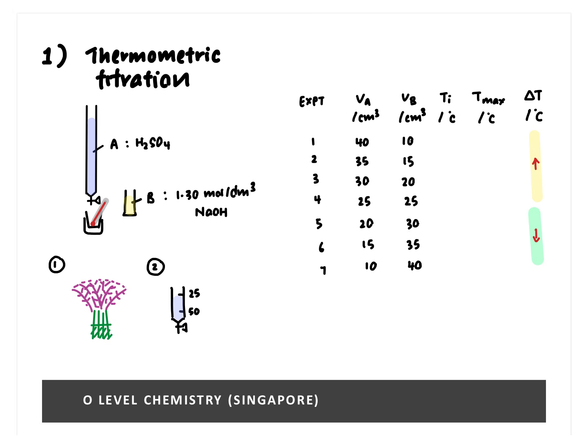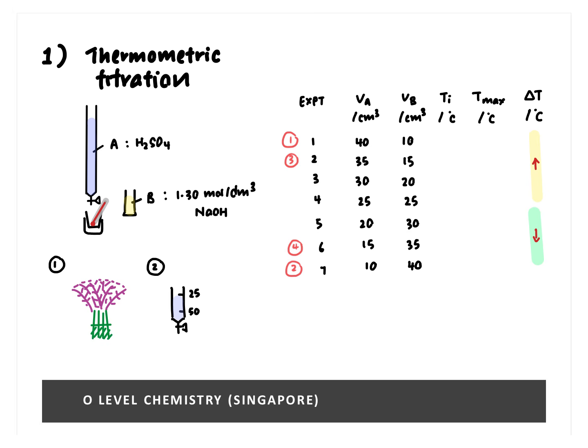I don't know whether you have learned this before, but there is a time-saving hack for such thermometric experiments, and the hack requires you to perform the experiments not in numerical order, but in the following order. You start with experiment 1, followed by experiment 7, and then experiment 2, followed by experiment 6, and so on. Now, why is that so?